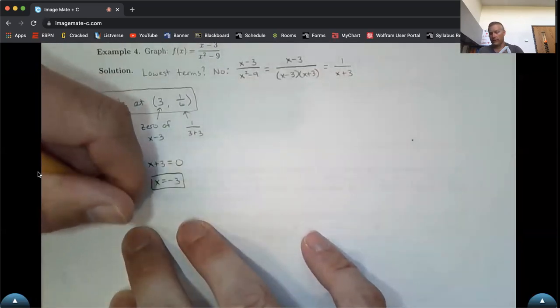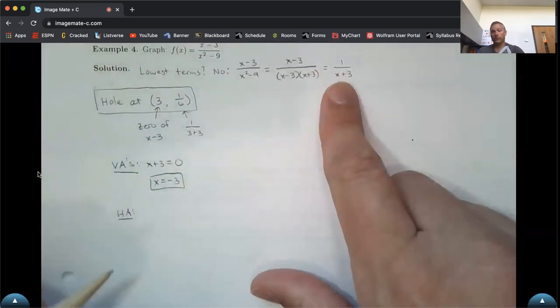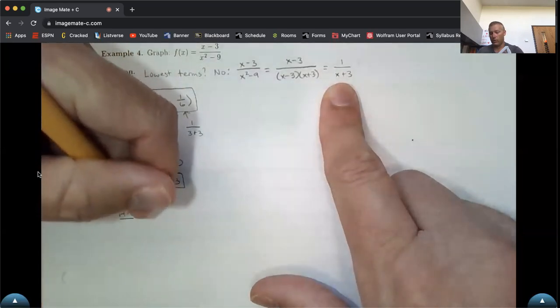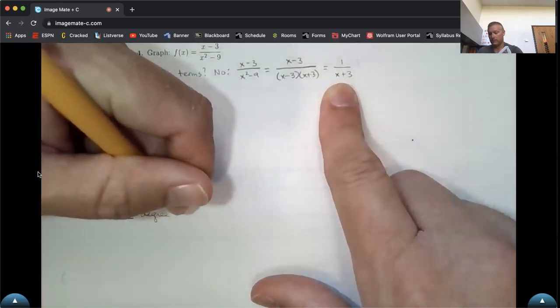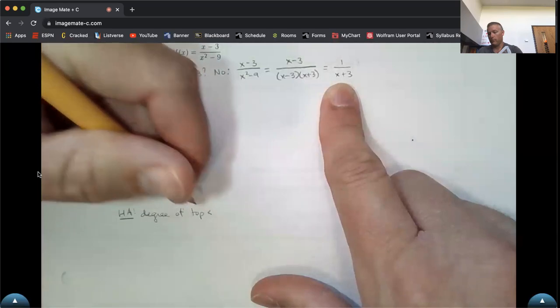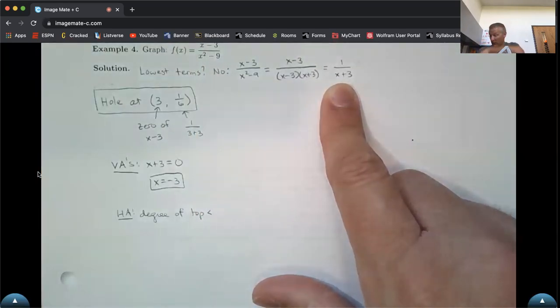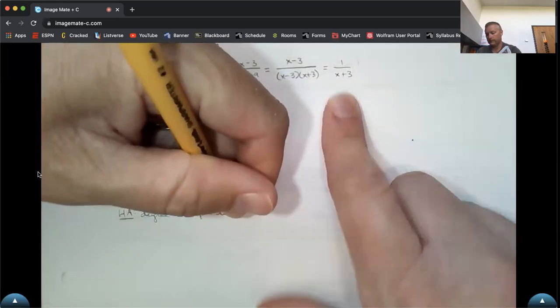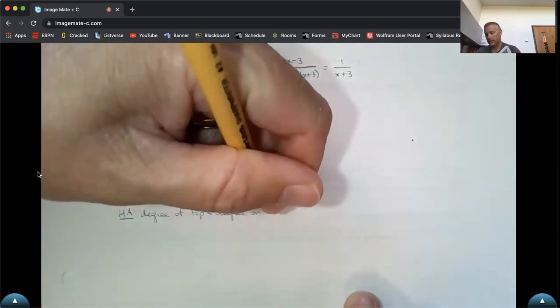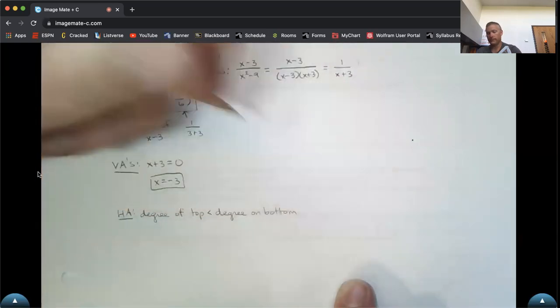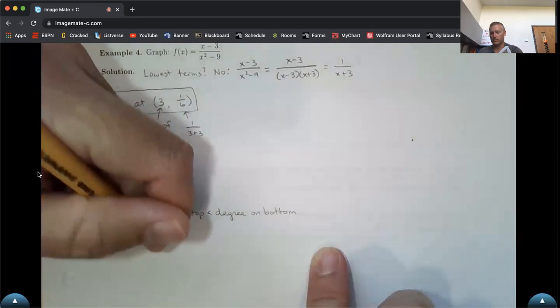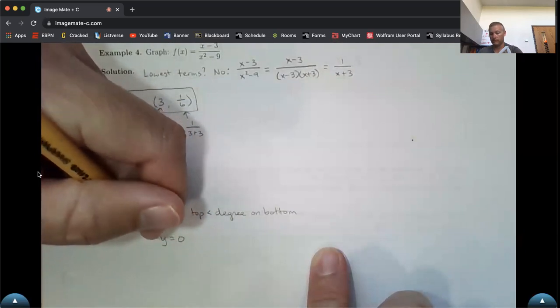As for horizontal asymptotes, the degree on top is 0 because there's no x's on top. The degree on bottom is 1 because it's x to the first. So the degree on top is less than the degree on bottom. And when this happens, we simply get y equals 0.